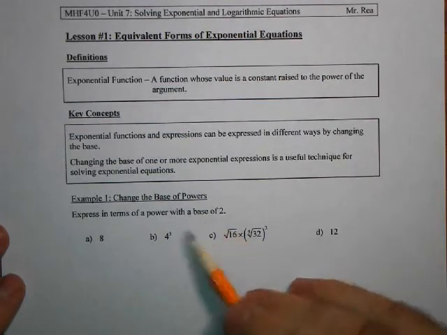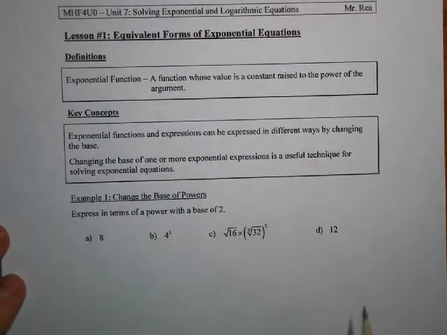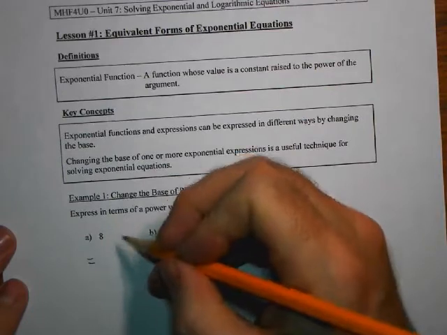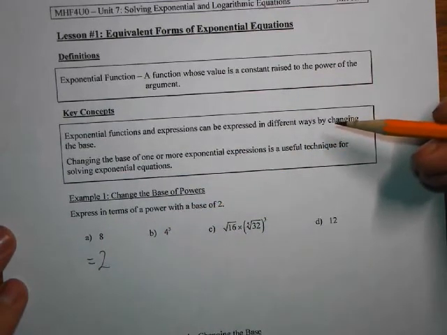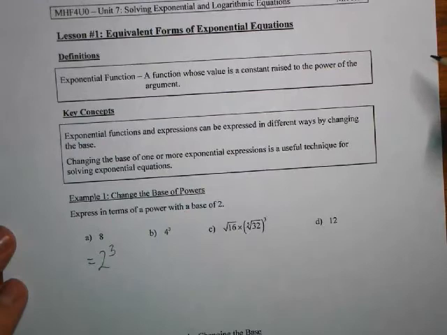So we want to change each of these into a number that's a base 2, so 2 to a power of something. We'll start off with something fairly straightforward. We want this to be 2 to a power, and 8 is a power of 2 already. So 2 cubed is equal to 8, so that's fairly straightforward.